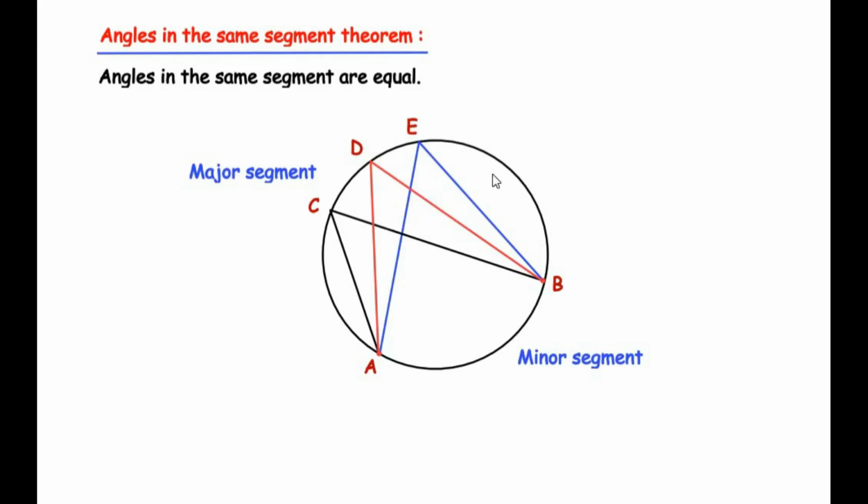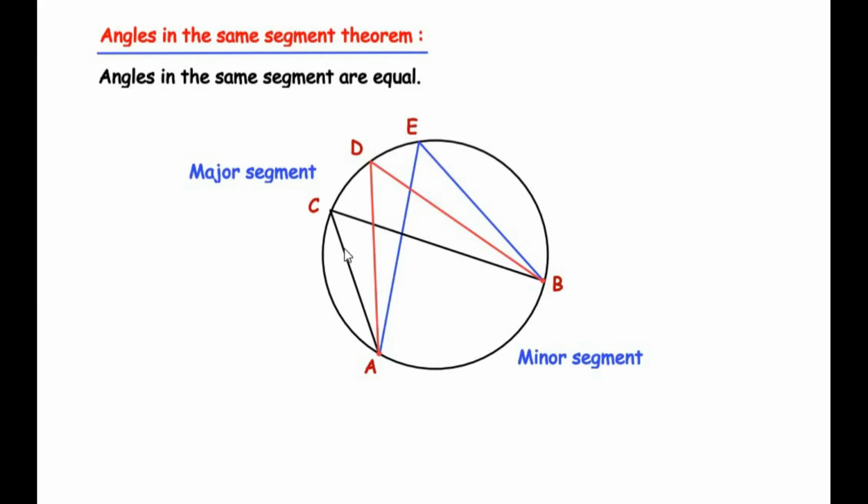So here you can see we have drawn a circle and we have considered 2 points A and B. These 2 points divide the entire circle into 2 segments. One is this smaller segment called the minor segment, and one is this larger segment called the major segment. Now using these 2 points, you can see that we have drawn multiple angles in the major segment, that is at point C, point D and point E. You can draw n number of angles over here.